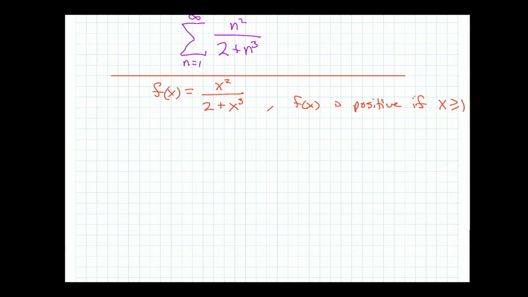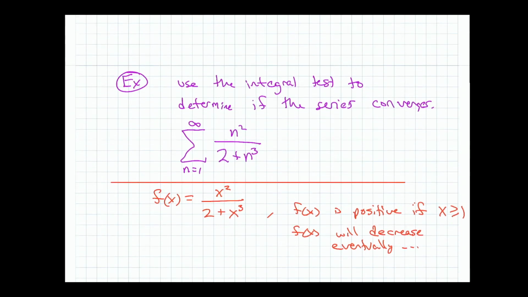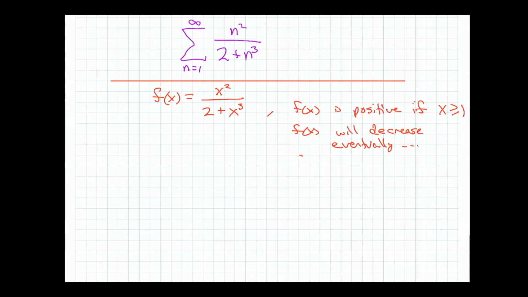Yeah, it's going to be decreasing, right? The bottom's got an x cubed. It's not going to decrease at first, but then maybe it will be decreasing eventually. So f of x will decrease eventually. That's going to be good enough, because of the x cubed on the bottom versus the x squared on the top. All right. I think it's continuous.